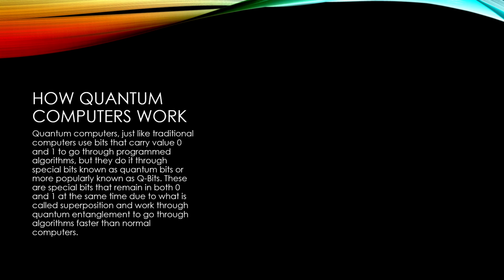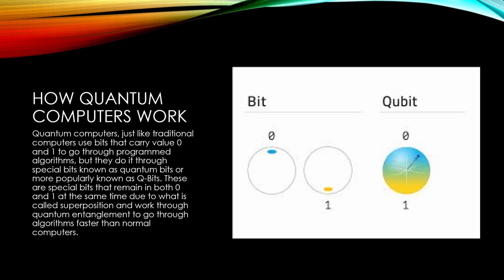Moving on to how quantum computers work. Quantum computers, just like traditional computers, use bits that carry value 0 and 1 and go through programmed algorithms. But they do it through special bits known as quantum bits, or more popularly known as qubits. These are special bits that remain in both 0 and 1 at the same time due to what is called superposition, and work with each other through quantum entanglement to go through algorithms faster than normal computers. We'll look at both these terms, superposition and quantum entanglement, more. First, let's explain a little bit more about qubits.